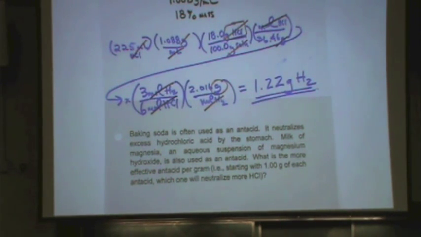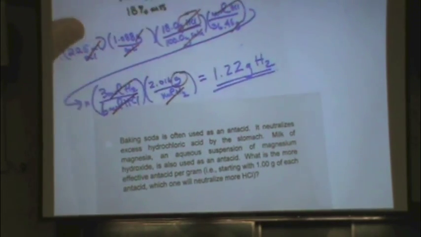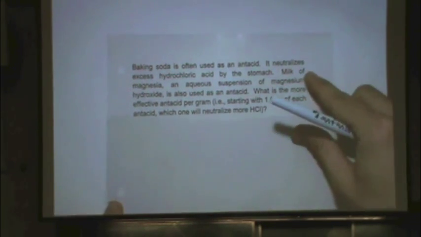You're like, quick, somebody, give me a piece of paper and a pencil. Let me do a quick calculation, because I want the one that's more effective at neutralizing my stomach acid. And we're assuming our stomach acid is in the form of HCl, which is a fine assumption.